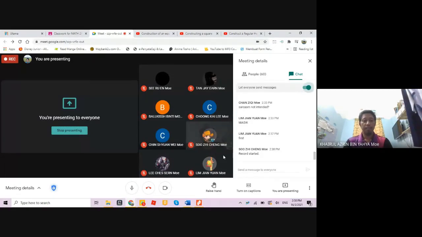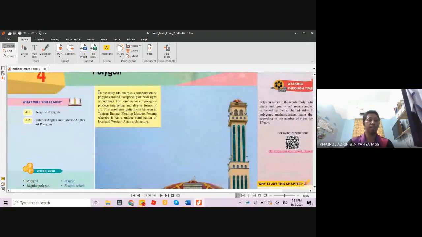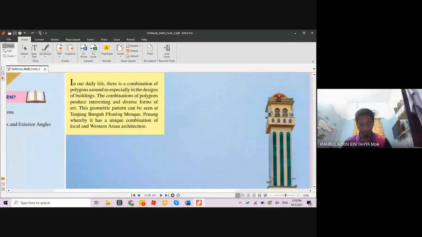Hi everyone. Today we'll go to chapter 4. This is Maths Form 2, chapter 4, Polygon. Today we'll focus on 4.1, regular polygons. So if we read here, start with our class.